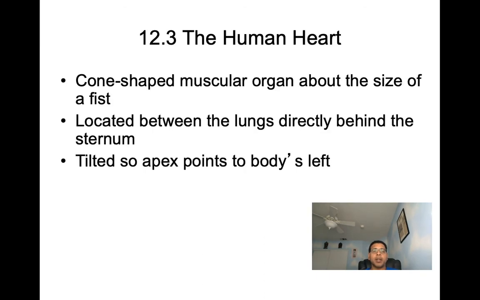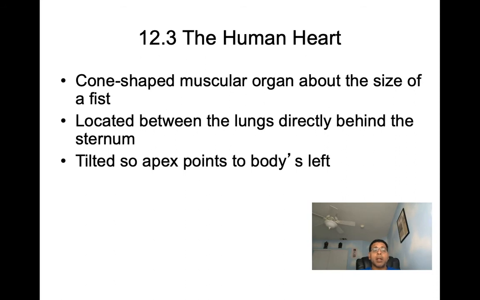All right, next one, let's check out the human heart. Now, when we talk about the human heart, it's going to be a cone-shaped muscular organ, and it's about the size of one's fist. It's located between the lungs, right behind the sternum. It's tilted so that the apex of the heart, the pointed part of the heart, is orientated to the body's left.